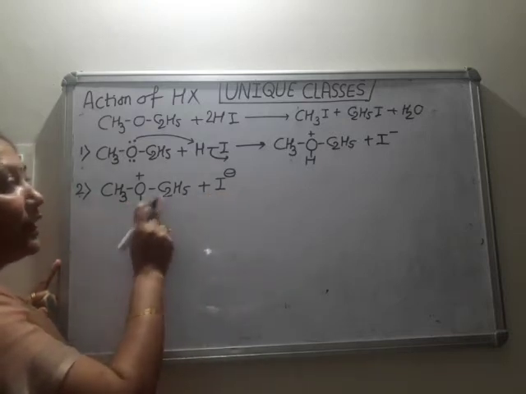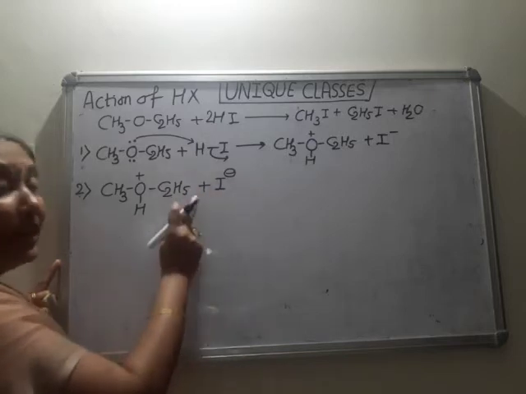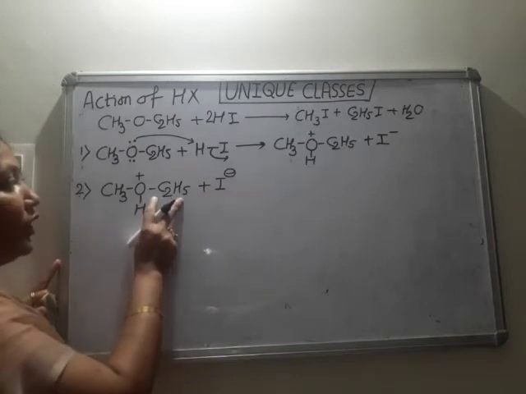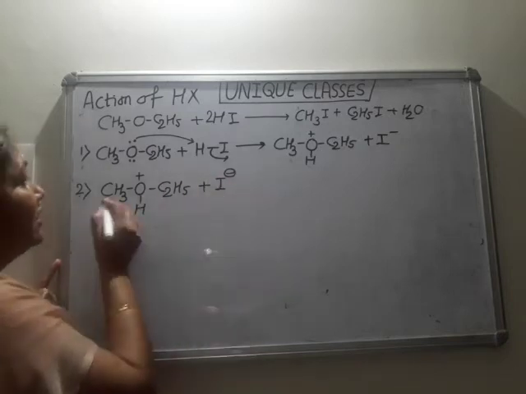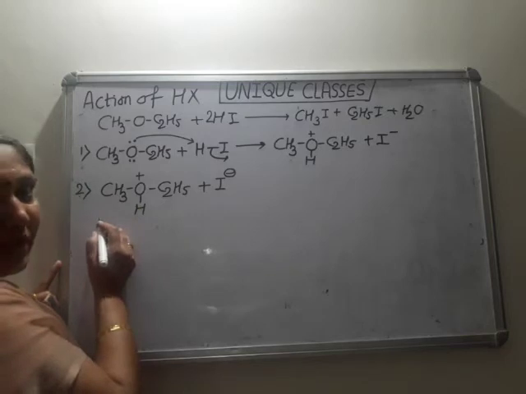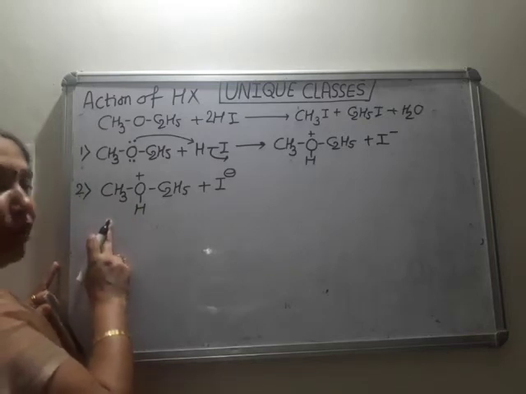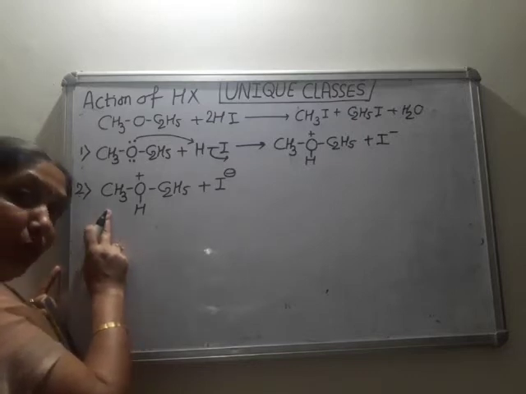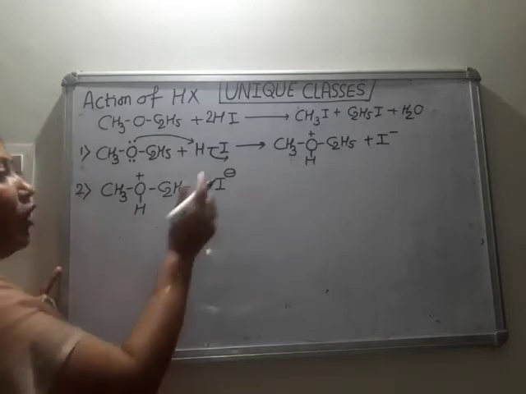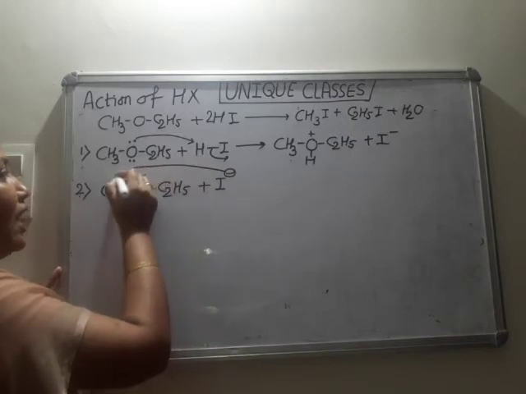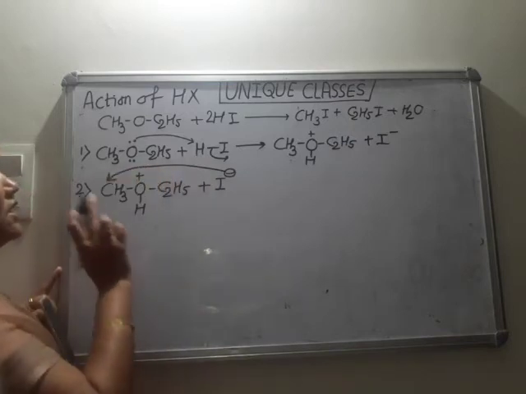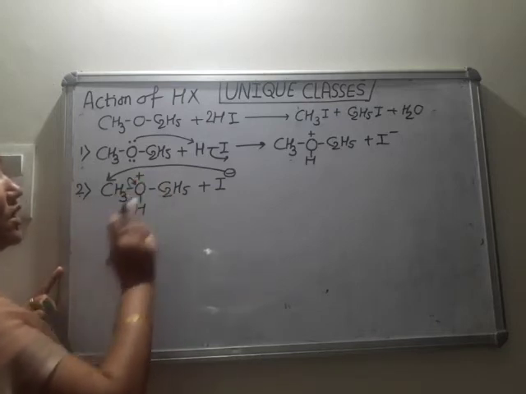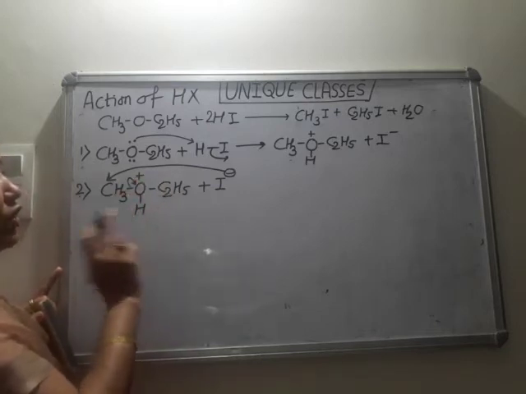So it is not attacked by I minus. It is going to form alcohol. And this is the less hindered group, sterically less hindered group. So it undergoes SN2 mechanism. Backside attack of I minus takes place. So I minus attacks this CH3, and CH3 gives electrons to this oxygen. See the direction of the arrow.